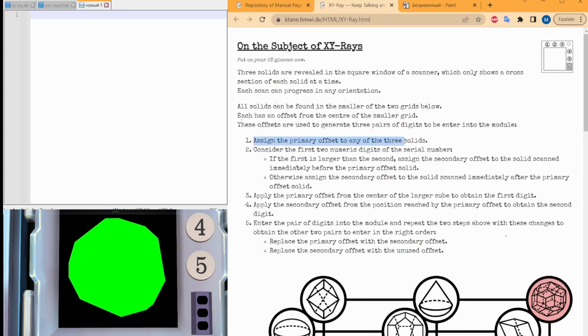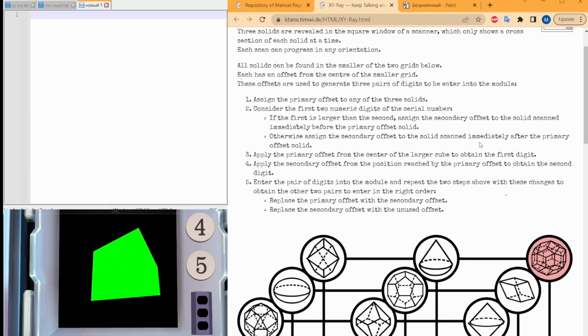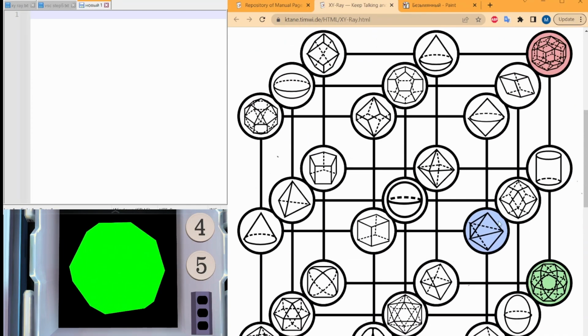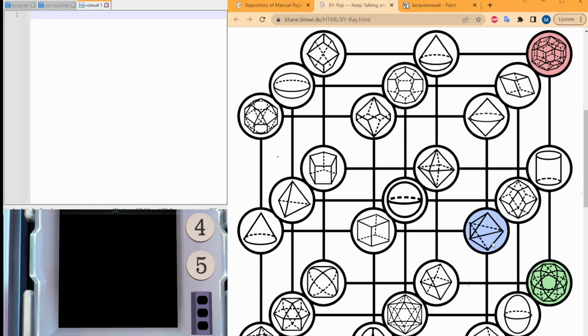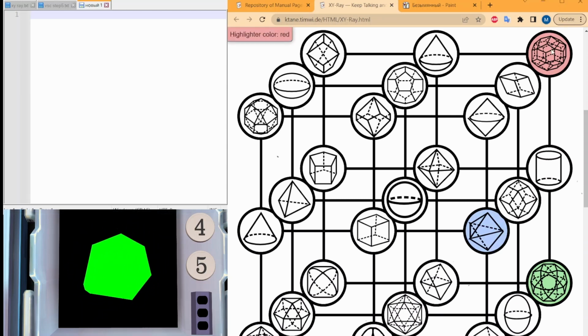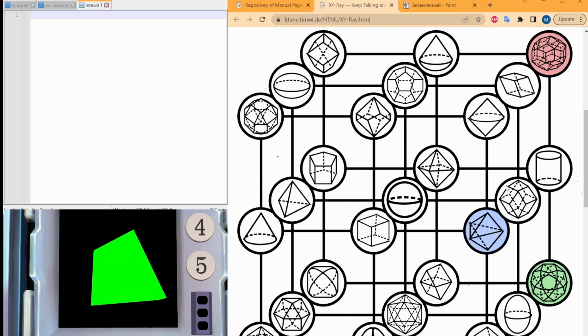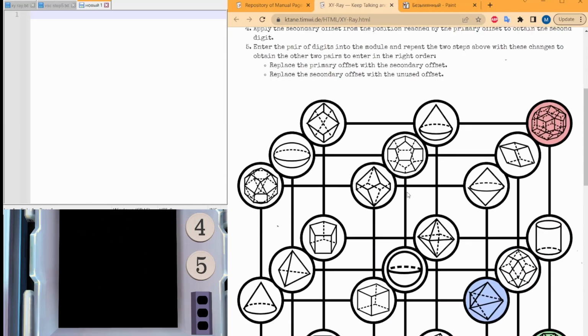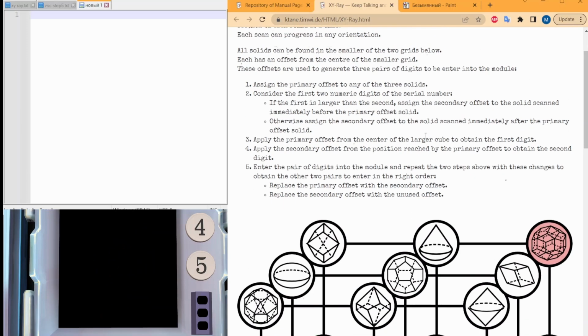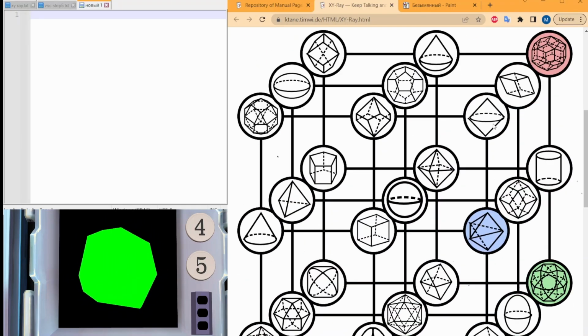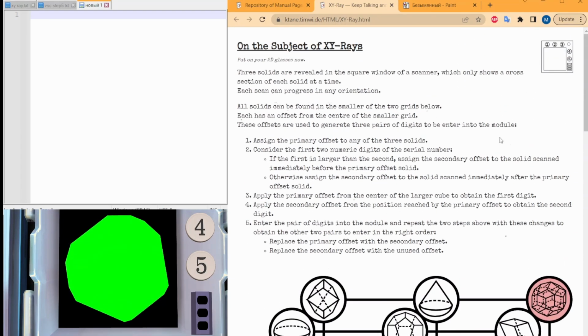Okay, well, how do you actually solve the module? You're going to assign the primary offset to any of the three solids. You can pick any. So basically you can just start your sequence with any of the shapes. However, the sequence has to be in order. So this one was first, the one after that was this one, the one after this one was this one, and this one again. So if you assign a primary offset to this one, then the next one is this and this. Just keep the shapes in their order, but you can choose the starting one yourself.